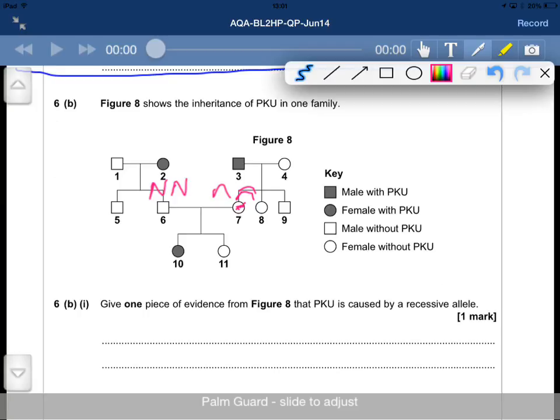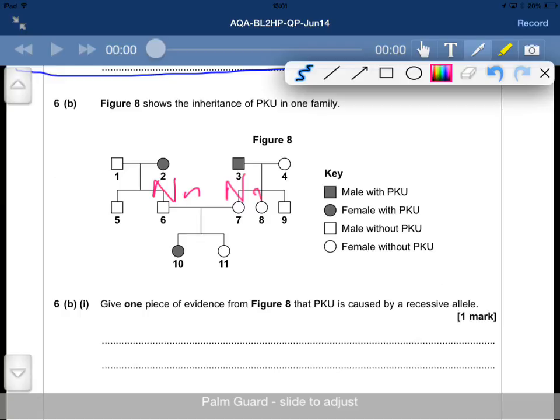Okay, so when two that don't show the characteristic produce one that does, it has to be the heterozygous. And that, in fact, because it's the most interesting, is the most often asked question. Okay, heterozygous, remember, hetero means different alleles. Big N and small n together is hetero. Homo would be the same, big N and big N, or small n and small n.